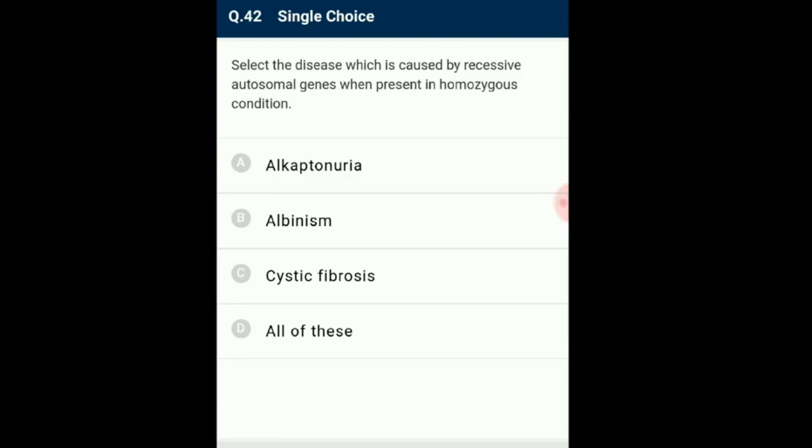Here a few diseases are given. First one is cystic fibrosis, second one is albinism, third one is alkaptonuria. All these three diseases are caused by recessive autosomal genes when present in homozygous condition. So the correct answer for this question is option D.